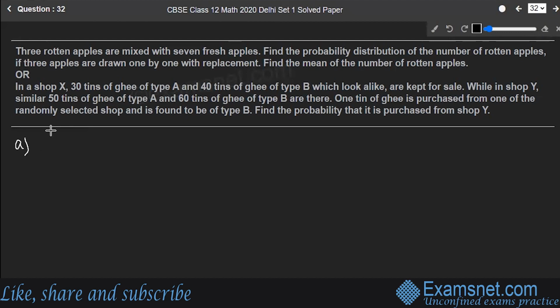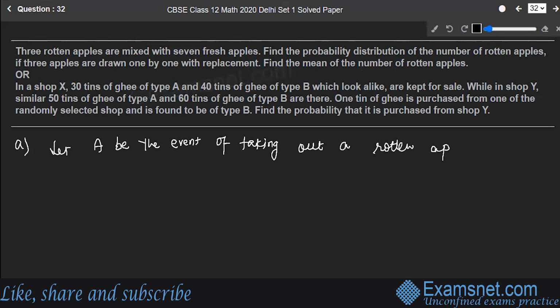So here you are given 3 rotten apples are mixed with the 7 fresh apples. Fine. Let's write it. Let A be the event of taking out a rotten apple and B be the event of taking out a fresh apple.